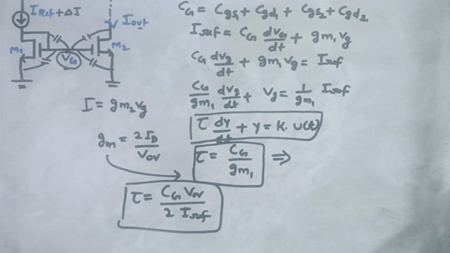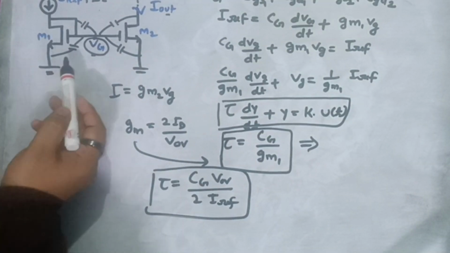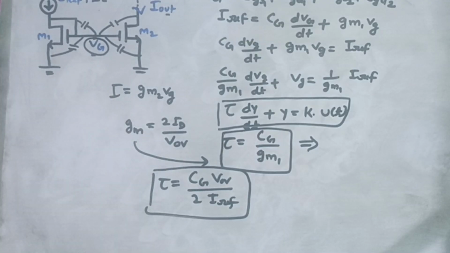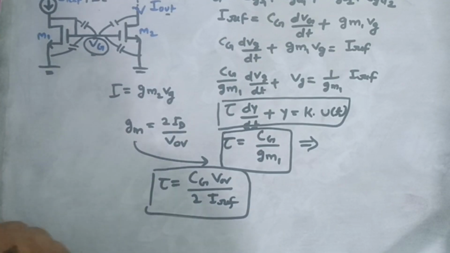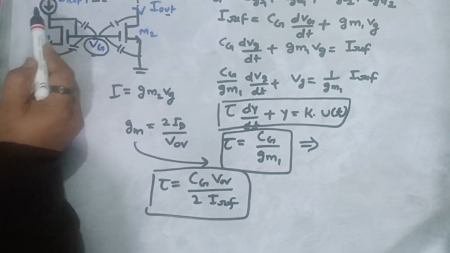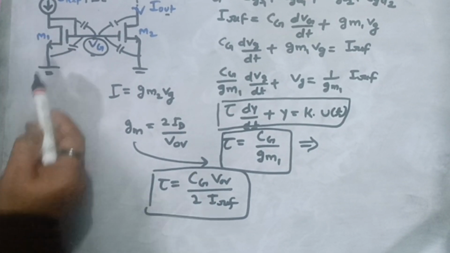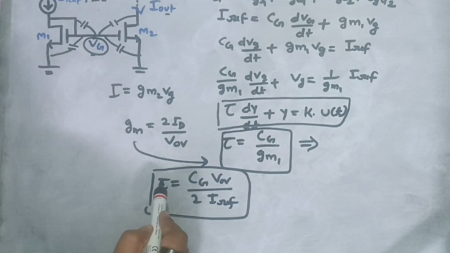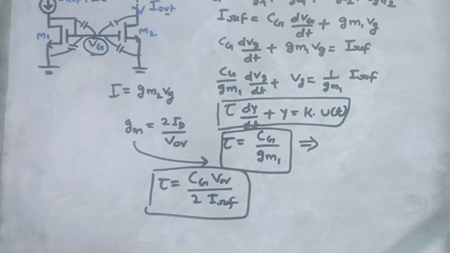Now from here if you see, ideally what we want is less time for this gate potential to settle. If you want to have less RC, that is possible if you increase the I reference current value. If you increase the I reference value, you won't have to change any W by L for the diode connected MOSFET, and your time constant will reduce.